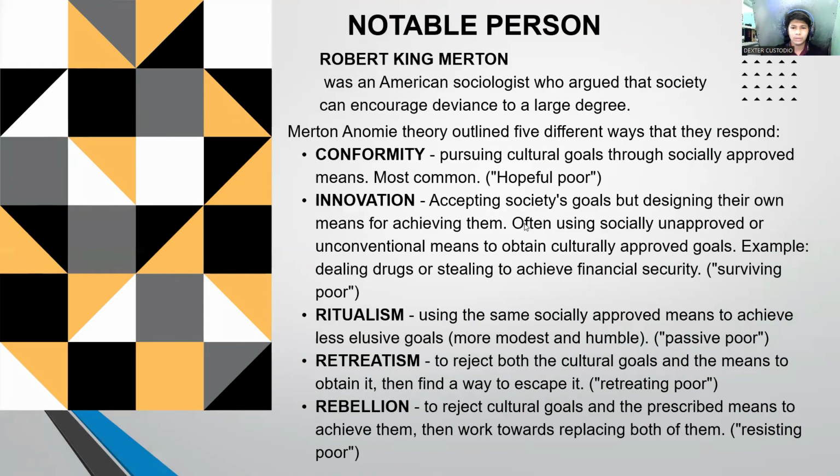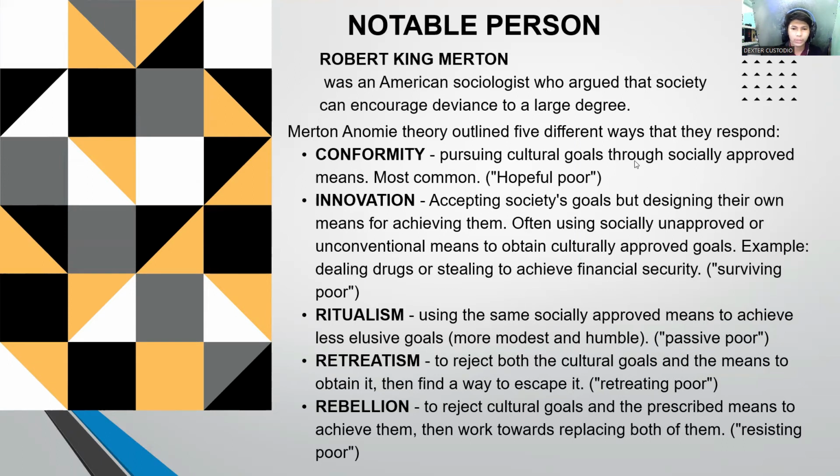Now, on the notable person. Robert King Merton was an American sociologist who argued that society can encourage deviance to a large degree. He is also known as the founding father of modern sociology, and he believed that socially accepted goals put pressure on people to conform. His theory was developed largely in response to the social and economic circumstances occurring in the United States during the early 1900s.